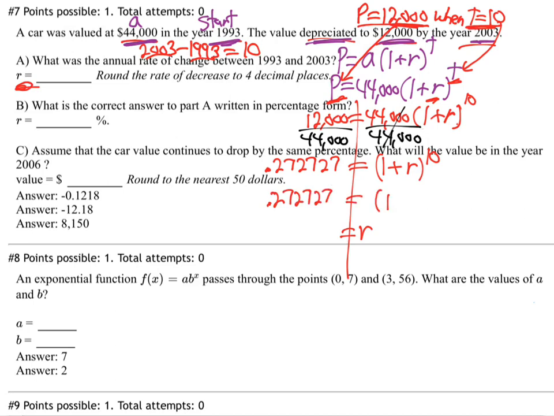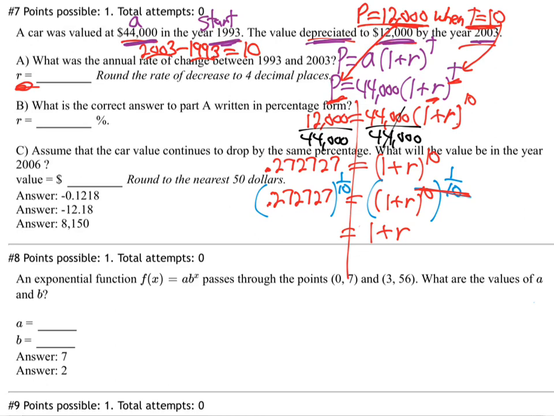0.272727. To get rid of that 10th power, you raise both sides to the 1/10th power. And it cancels out. Do you see that? Because a 1/10th power is the opposite. Or you could take the 10th root. It's the same thing. A 10th root is a 1/10th power. It doesn't matter. So these guys will cancel. They're gone. So we just have 1 plus r. You don't need the parentheses anymore. They're not raised to a power.